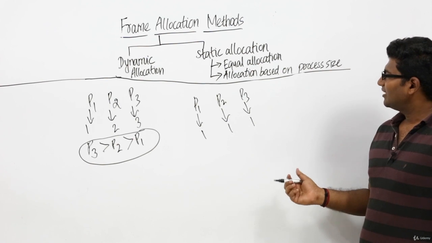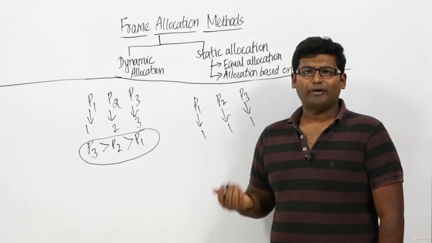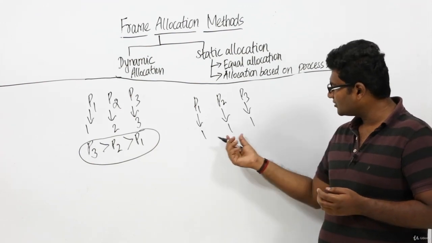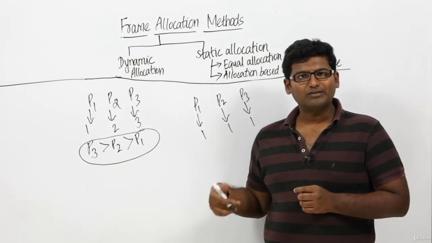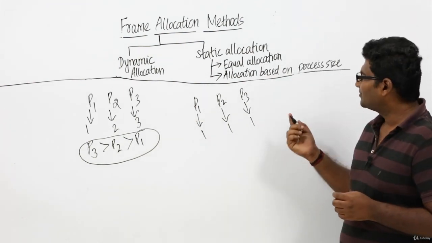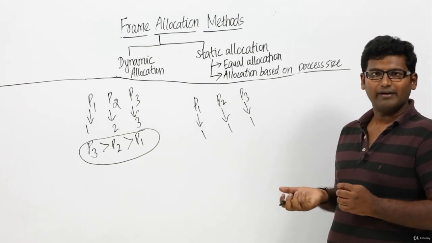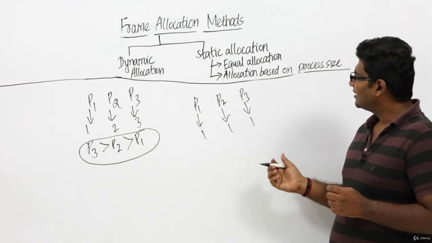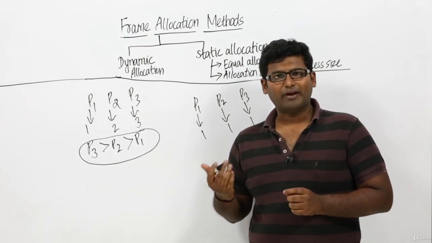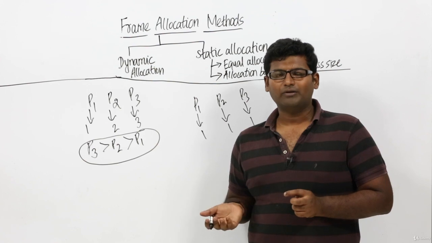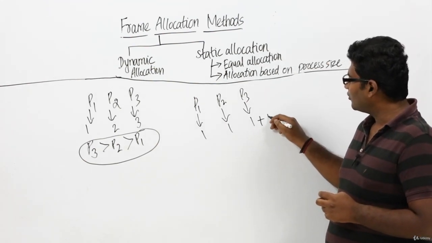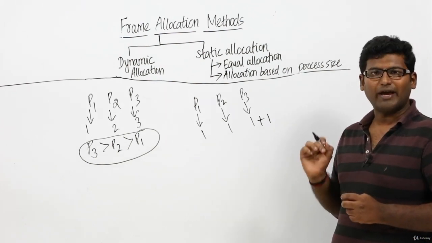Now in case process P3 needs one more frame, see, right now we are executing all the three processes, right? We have given one frame to every process and then we are executing these processes. Now during execution, let us assume process P3 needs one more frame in order to execute. Now what we will do is, we will check the RAM whether we have extra frames or not, which means we have frames which are free at this point of time or not. In case we have extra frames, we will allocate one more frame to process P3, right?